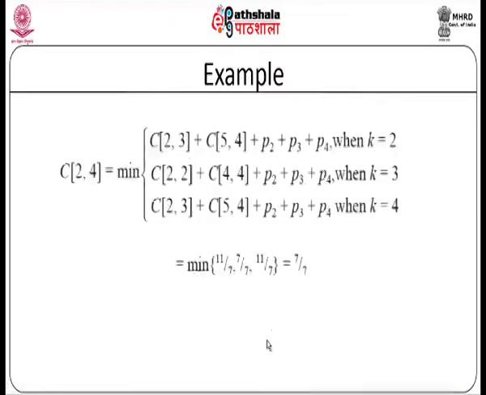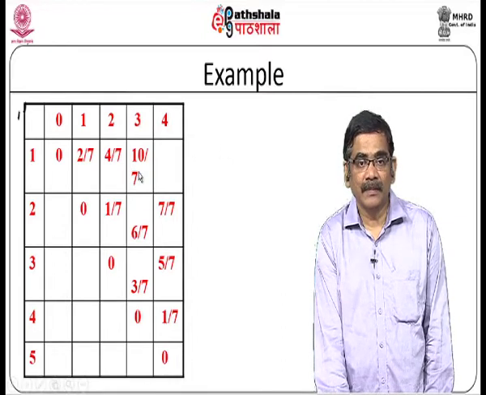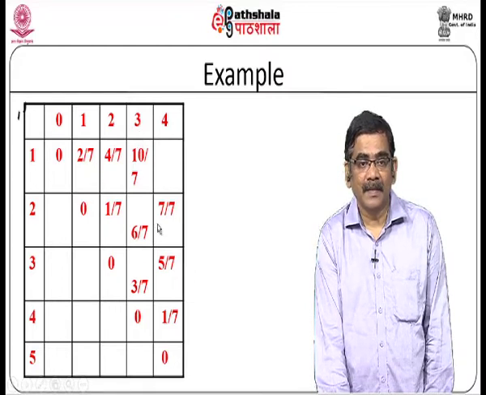So, similarly, we can find C of 2 comma 4. That means the problem of finding the BST with elements 2, 3 as well as 4, these are the various possibilities and you can see that it is coming as 7 by 7. So, this is what it is. Now we can enter that into this particular table. So, it is going to be 10 by 7 for between 1, 2, 3 and similarly 7 by 7.